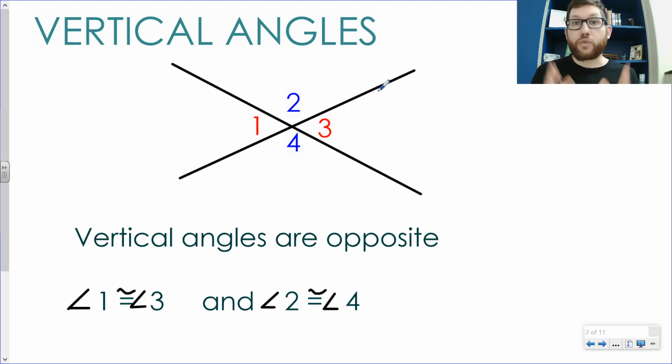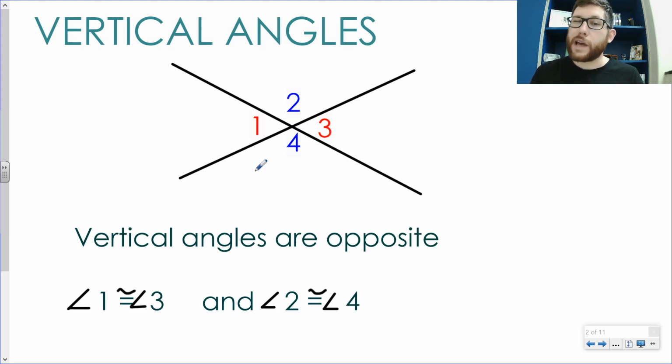So vertical angles, what are they? They're angles that are opposite each other when we have 2 lines crossing. So look, we've got angle 1 and angle 3 in red here. Those 2 are vertical. And then angle 2 and angle 4. Now, not only are they vertical, not only are they opposite, but they're also this thing called congruent.